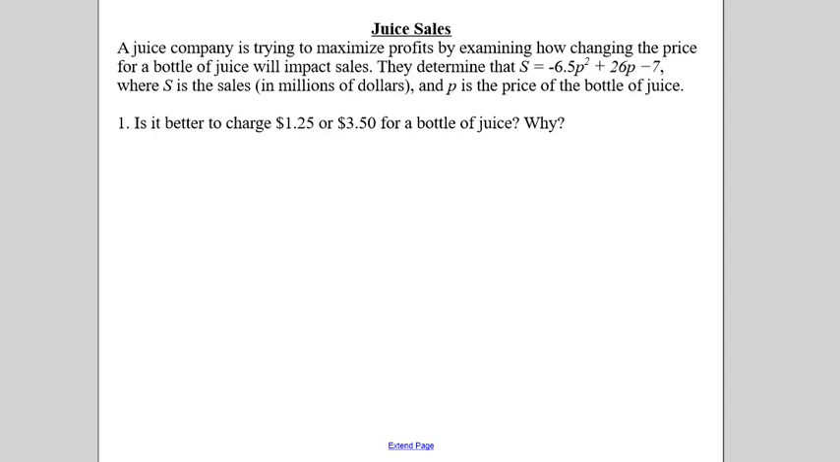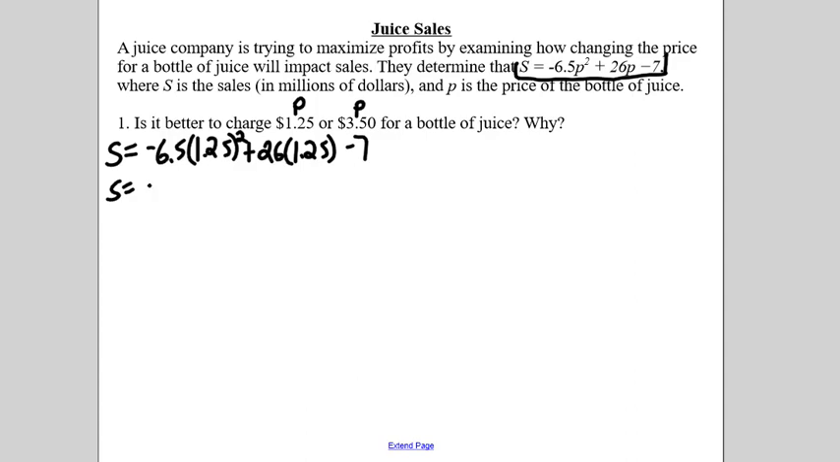So what we can do is we can recognize that this is a price, and I have the ability to find out the total amount that was sold, or what they could make in sales. So we're going to do this 2 times for each of these prices. So I can look at the sale of negative 6.5 times the $1.25 squared plus 26 times $1.25 minus 7. Now just remember, when you do this, only the $1.25 is the part that's squared. So do the squaring first before you multiply.